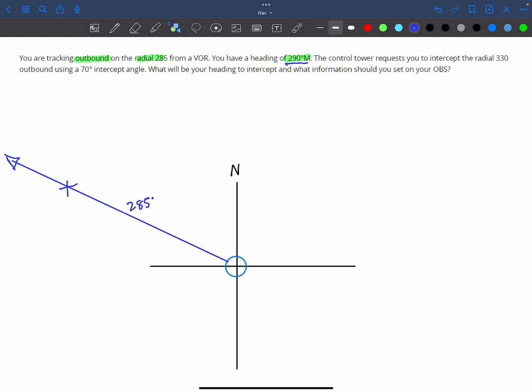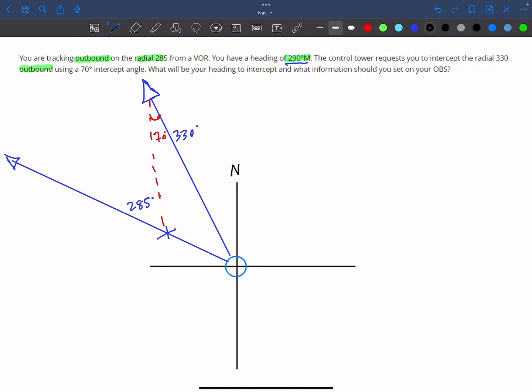Okay, let's figure out where the tower is asking us to intercept. Radial 330 is approximately here, and let's just say our airplane is over here. What will be your heading to intercept? Okay, so we have to intercept at 70 degrees, which means we're going to be going this way, outbound. Once again, the question is asking us to intercept when we're going away. You can see that right here. The tower asks us to intercept outbound. So we're still going away from the station, and we want to intercept at 70 degrees, which means this angle right here is going to be 70 degrees.